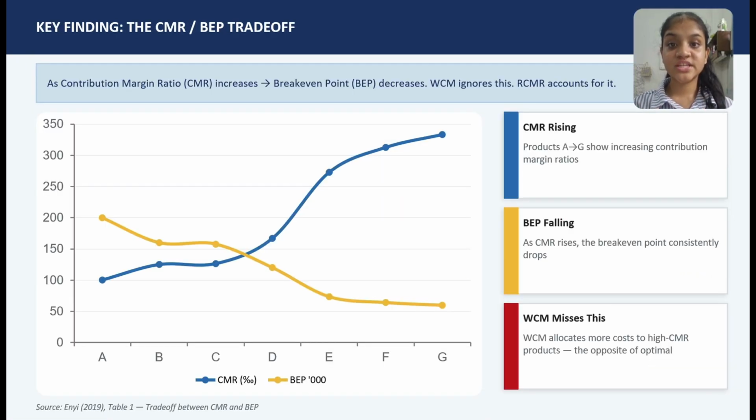This figure shows the trade-off between CMR and BEP graph. As you can see in this chart, which was taken directly from the article itself, as the contribution margin ratio increases, that is shown in the blue line, the break-even point decreases, shown in the yellow line. This inverse relationship is exactly what the WCM fails to account for.